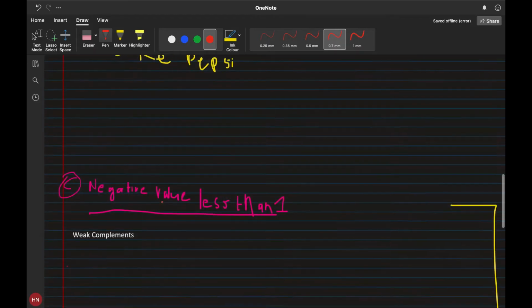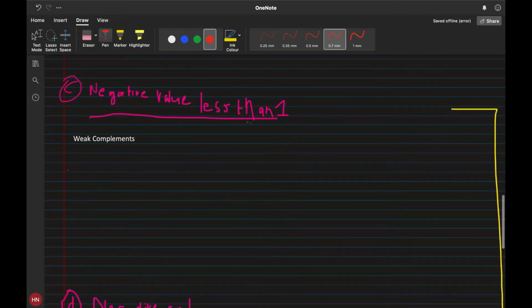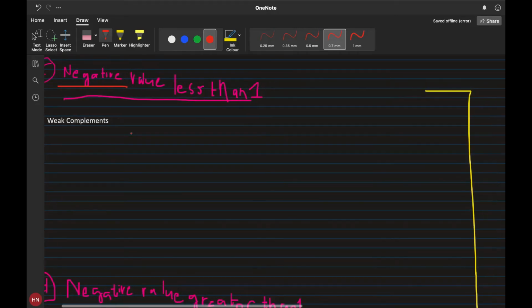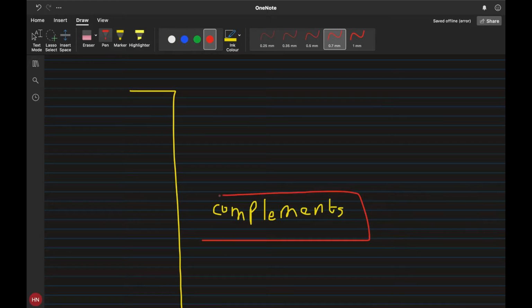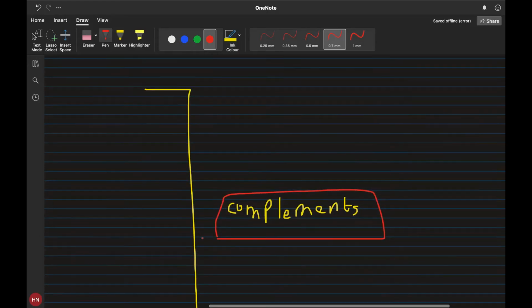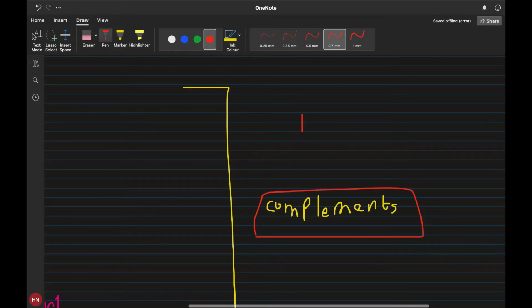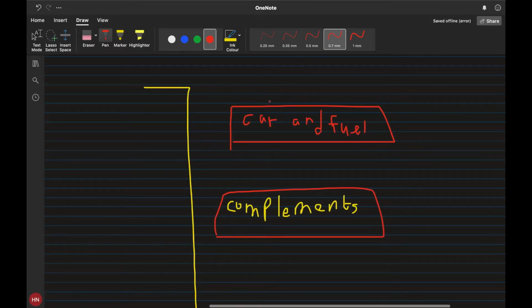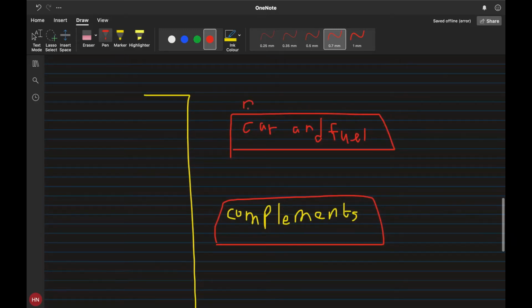Then C represents a value of XCD which is less than 1, and it's negative at the same time. So negative values represent complements. Complements are basically goods which are consumed together when one good is consumed more. Let's take an example, a car and fuel. In this case, if you buy a car, then obviously you will buy more and more fuel. And so if the demand for one of them goes up, the demand for the other goes up as well.